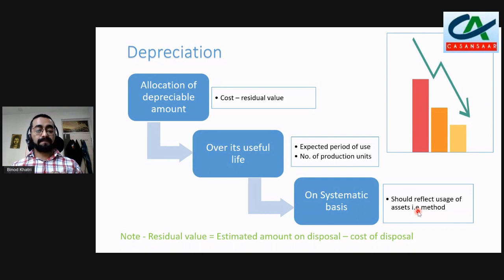Now, residual amount is the estimated amount on disposal minus cost of disposal. This is the definition of residual value. For example, we are expecting to receive 10,000 on disposal, and the cost of disposal, for example, we need to run some advertisement, or we need to give some payment to an agent. We have to reduce that amount. So in our example, if the estimated amount on disposal of AC was 10,000, and the cost of disposal is 2,000, then residual value would be 8,000.